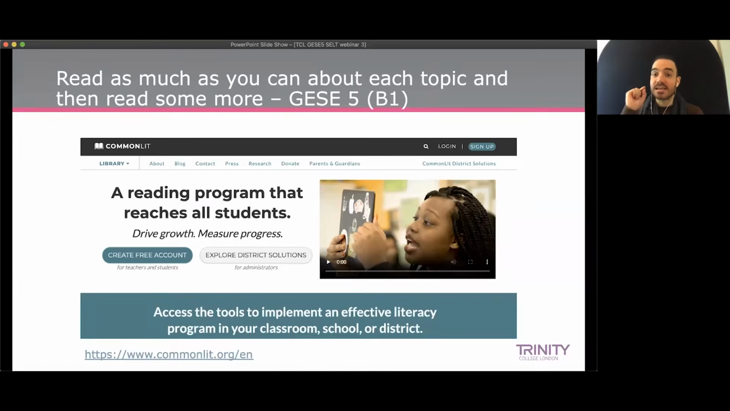Commonlit is a very good website. It is for free, and you can find any topic you like. There are texts that cover all the topics. Let me show you how to do this.